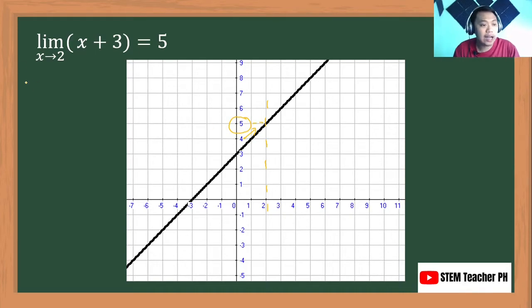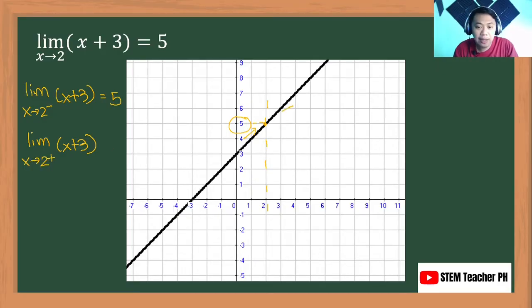So we can say that the limit of our function, x plus 3, as x approaches 2 from the left ay yung value ng y natin kung saan siya tumatapat, that is just equal to 5. Tapos kung titignan din natin mula naman sa kanan, the limit of our function, x plus 3, as our x approaches 2 from the right, dito naman tayo manggagaling sa kabila, habang papalapit tayo ng papalapit kay 2, then yung value din natin ng y, kung makikita natin sa graph, papalapit din siya ng papalapit sa positive 5. So this is equal to 5.